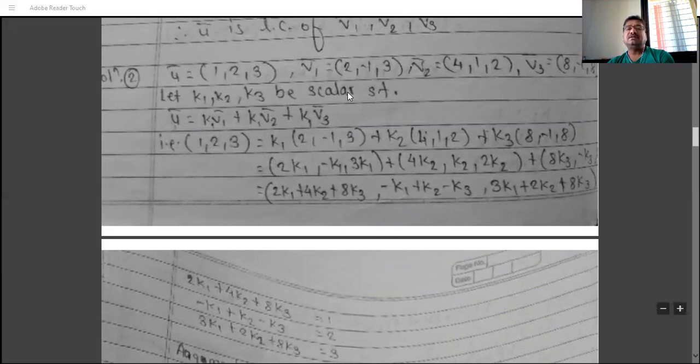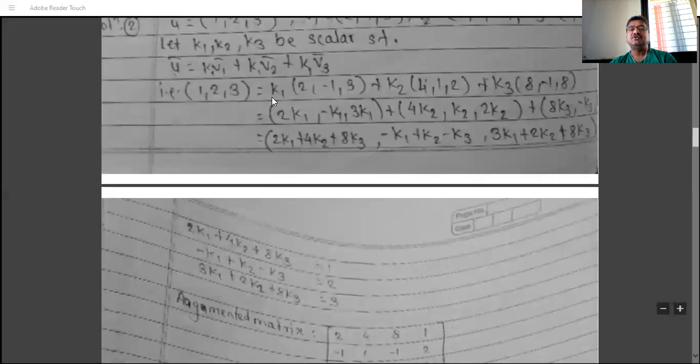Let k1, k2, k3 be scalars or real numbers such that u bar is equal to k1 v1 bar plus k2 v2 bar plus k3 v3 bar. Here k1, here k2, and here k3 v3 bar. Then substitute u bar as (1, 2, 3), v1 bar as (2, minus 1, 3), v2 bar as (4, 1, 2), v3 bar as (8, minus 1, 8).